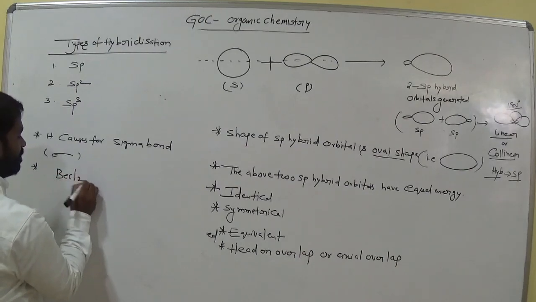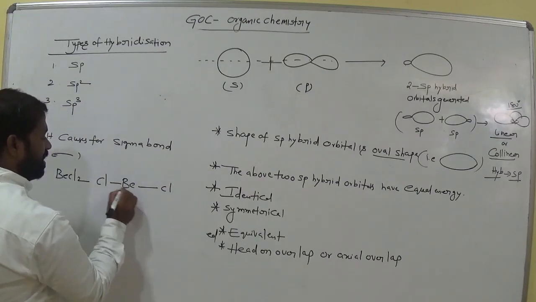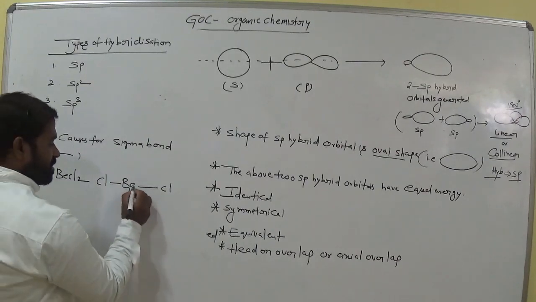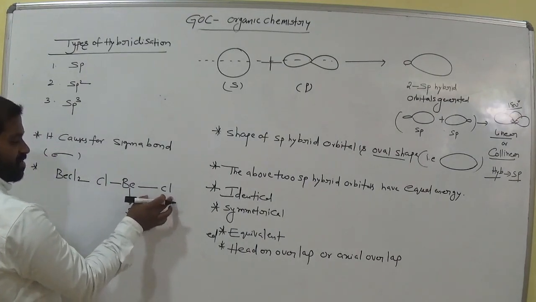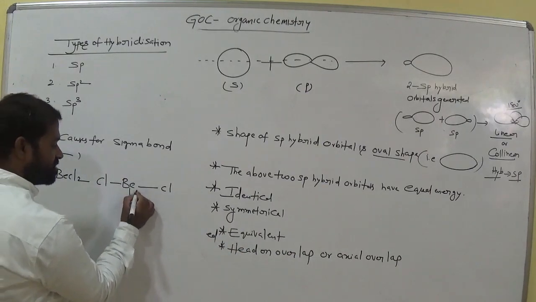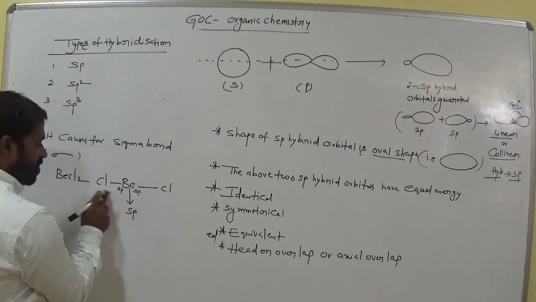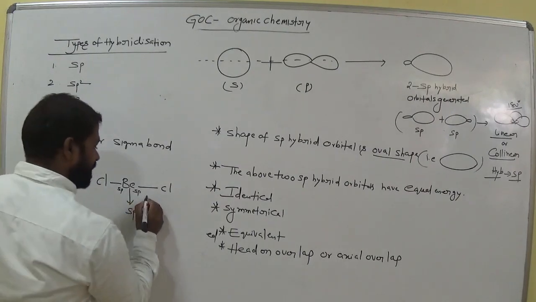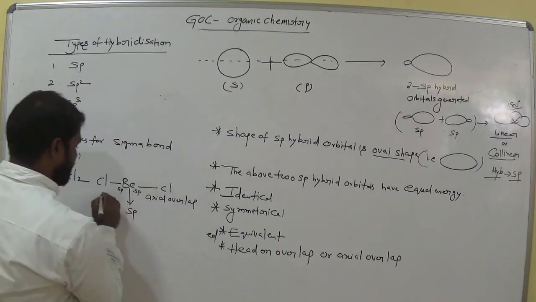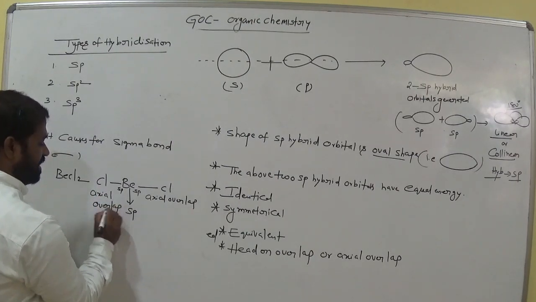BeCl2, beryllium chloride. So now the central atom is beryllium. It is bonded with 2 chlorine and undergoes sp hybridization. Now beryllium interacts with chlorine with axial overlapping, head-on or axial overlapping. Here it has one sp, and there is another sp. What type of overlapping with chlorine? Axial overlapping or head-on. Here it is also axial overlap. I will explain it diagrammatically also.